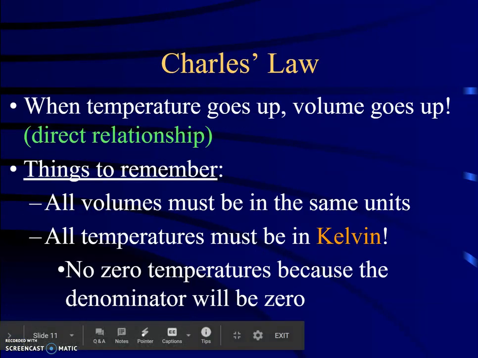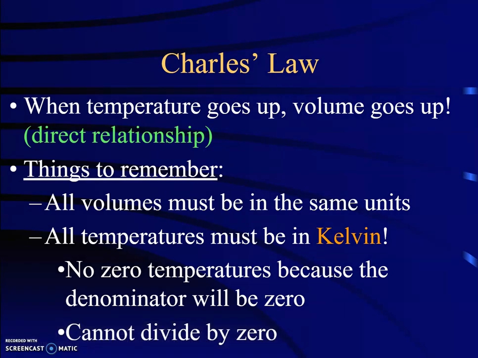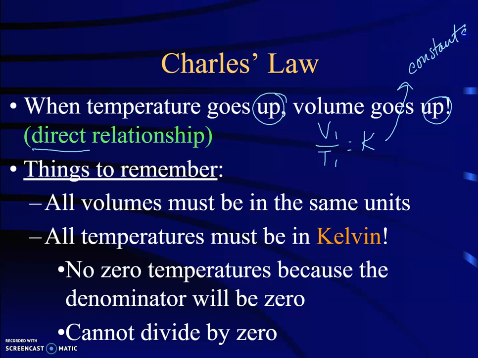All right, so important things to remember from Charles' law. Okay, when the temperature goes up, the volume goes up. Direct relationship. So V1 over T1 gives you that constant K. I don't know if we're constant K for the Kardashians or what, but that is to represent our constants.